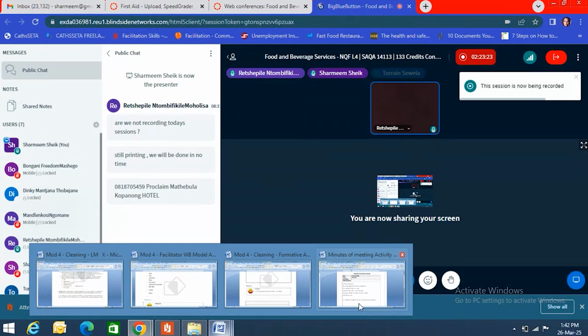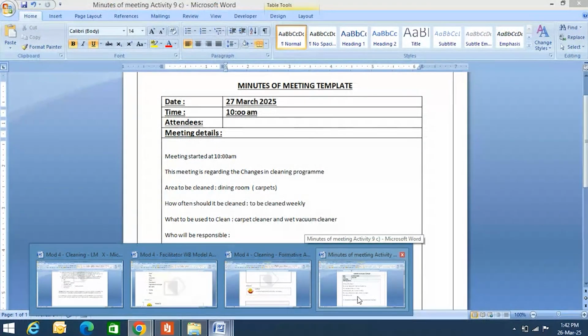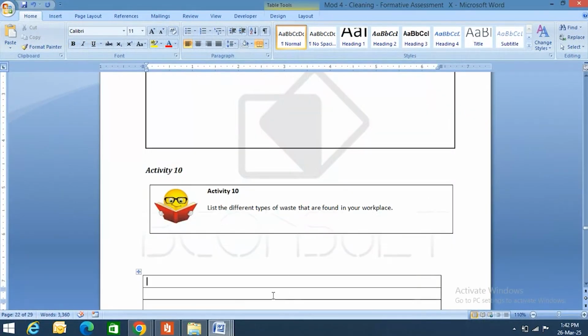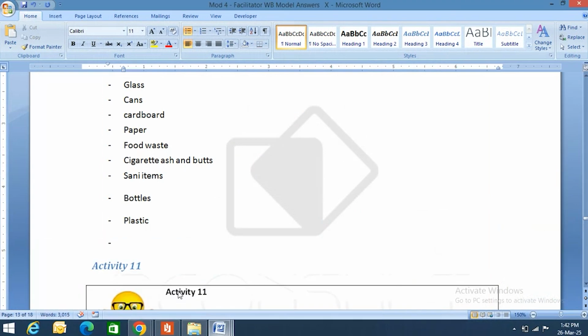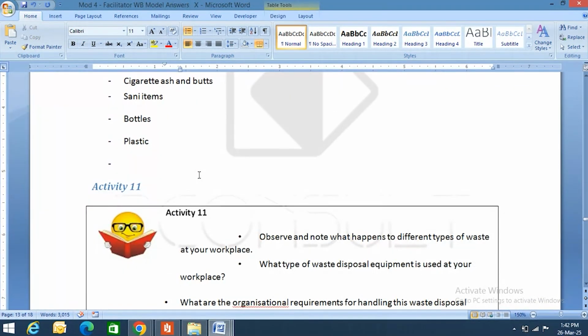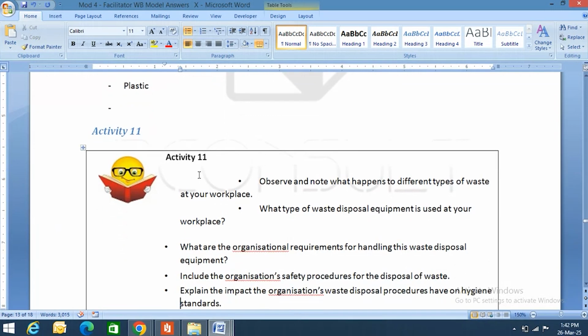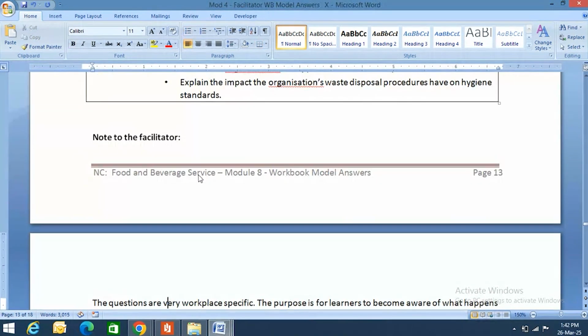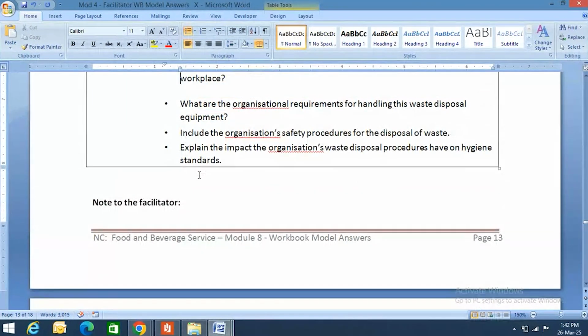Can I move on to the next question? Yes. Can I move on? Yes, ma'am. The next one says, observe and note what happens to different types of waste in the workplace. The answer we're looking for there is that waste is sorted.